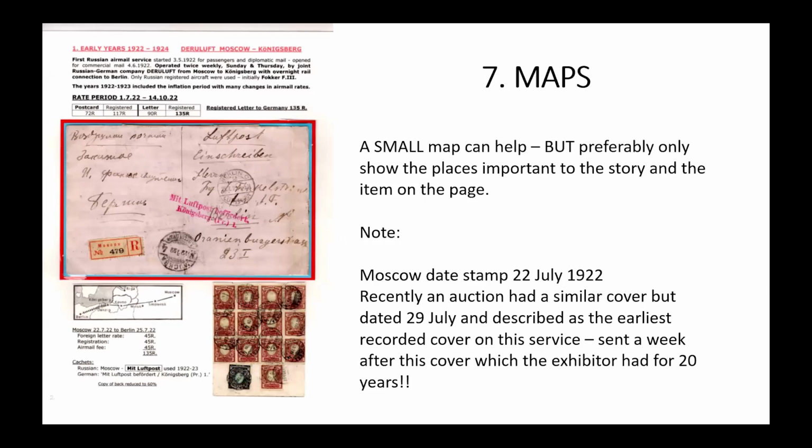Maps, small maps can be helpful, but preferably only show the important part of the story. So don't show us all of the country when you're only going from town to town. Then just show us the map that works that out. So this one's showing a Moscow dated stamp for 1922. It's been described as the earliest known. The auction house has put one later. So I would be using it as personal research that my cover is earlier than the one in the auction house that's described as the earliest known. So that really does show up personal research.